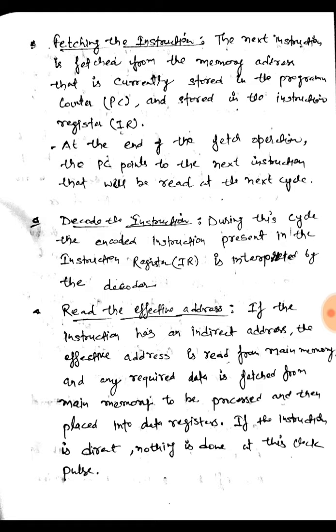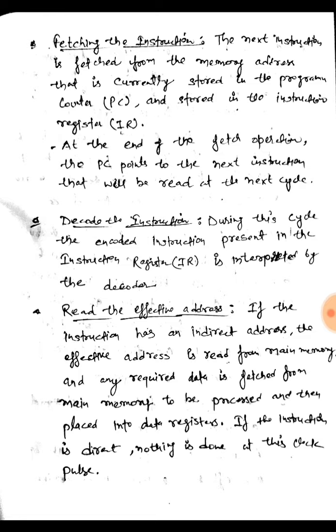So first is fetching the information. In the instruction cycle, first of all we will fetch the instruction or the data. The next instruction is fetched from the memory address that is currently stored in the program counter. Program counter is a register which stores the address of the next instruction to be fetched, and then it stores it in the instruction register.